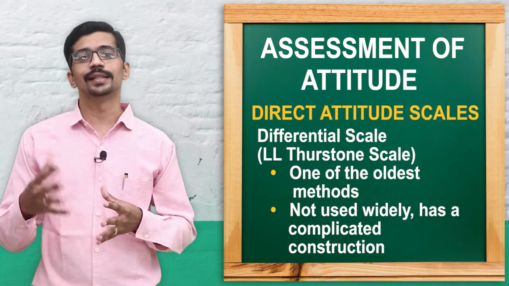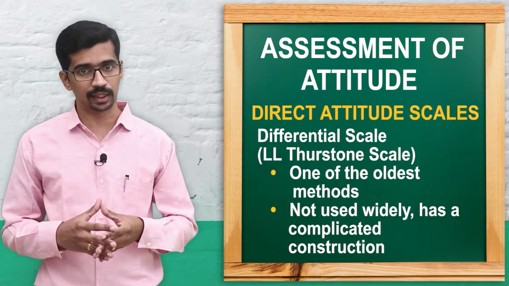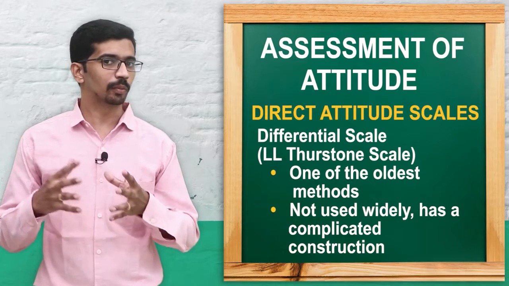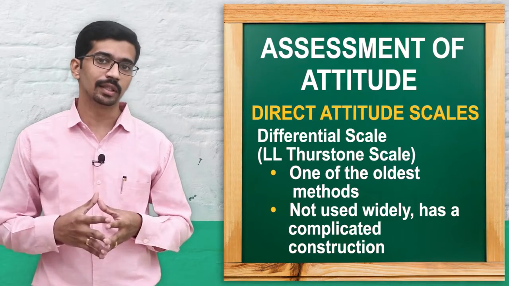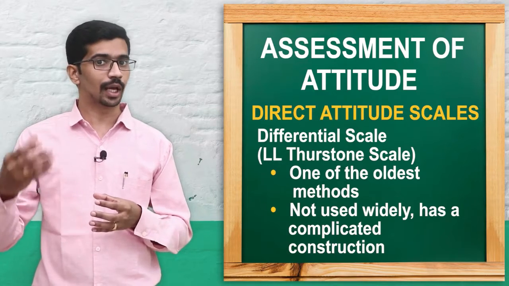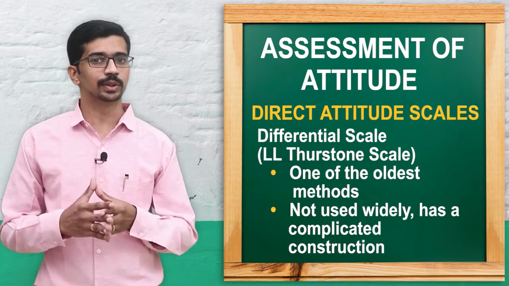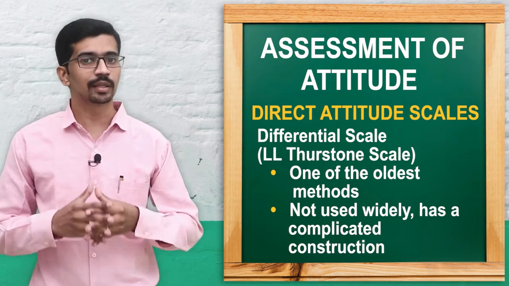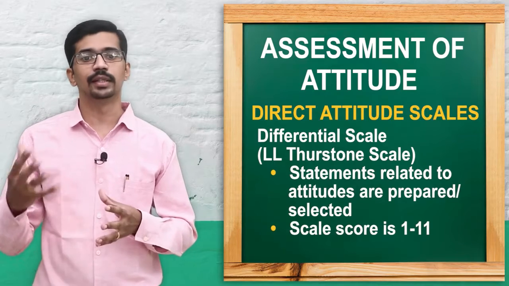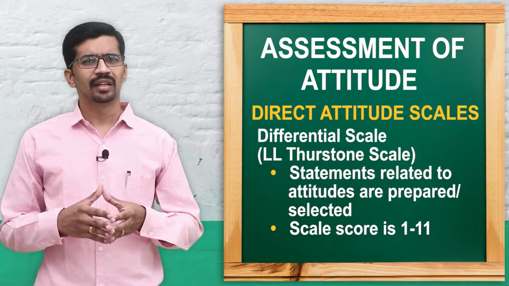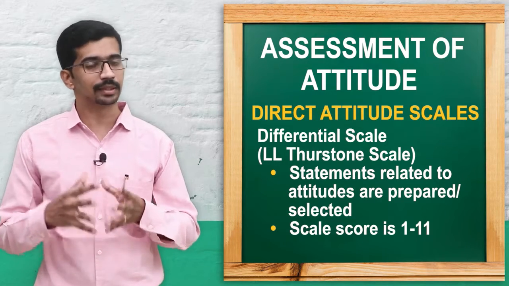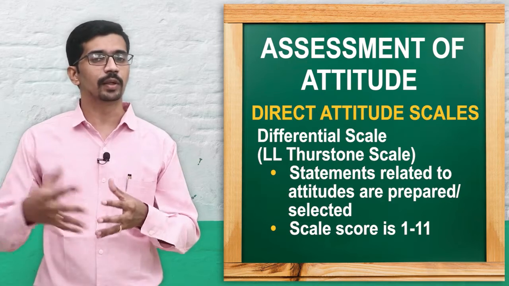Coming to the first one, the differential scale, which is given by L.L. Thurstone. Nowadays this scale is not popularly used. It is one of the oldest methods, and usually this scale is used to assess religious attitude. We are not using it much now because of the complication of this scale. In this Thurstone scale, also known as the differential scale, a number of statements regarding the attitude will be prepared by the researcher or by whoever wants to assess the attitude.